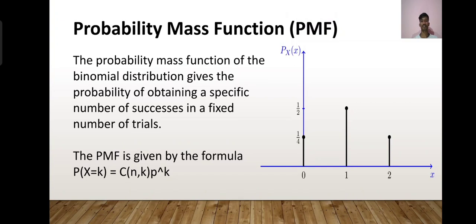Probability mass function. The probability mass function of the binomial distribution gives the probability of obtaining a specific number of successes in a fixed number of trials. The PMF is given by the formula P of X equals k equals C of n comma k, p to the power of k.